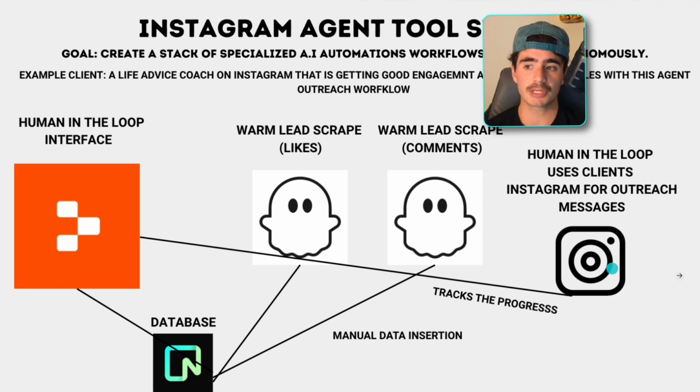So the human in the loop is going to have access to your Instagram to actually do the outreach messages. There is not a single API or any tool in the world that has any ability to send brand new messages to people. And so this is why we need that human in the loop for this step.